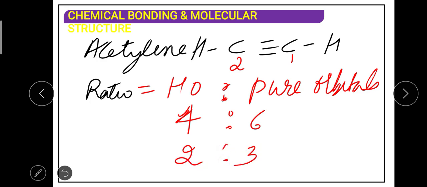So this ends the concept of learning the ratio of hybrid orbitals and pure orbitals. Understood, children?